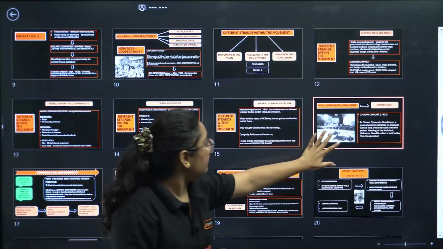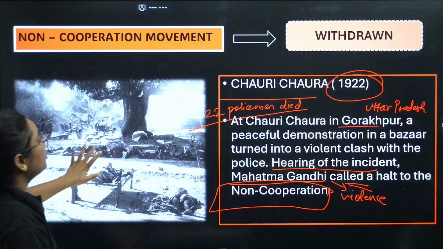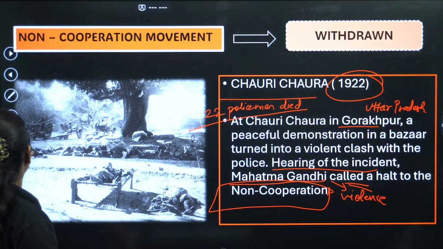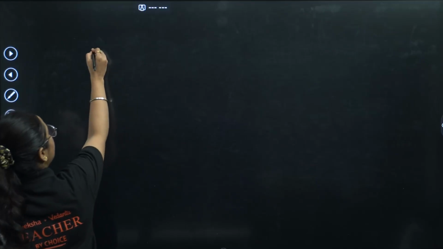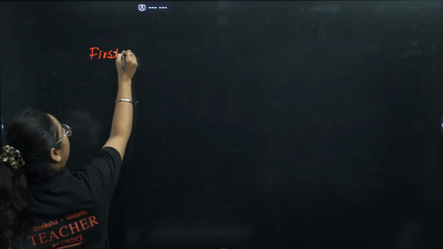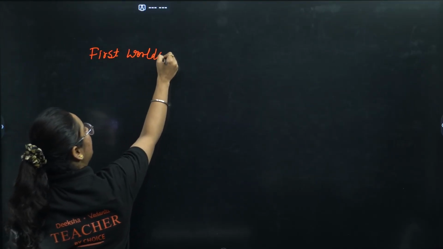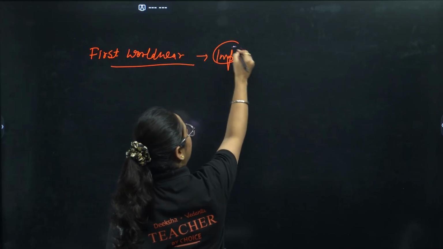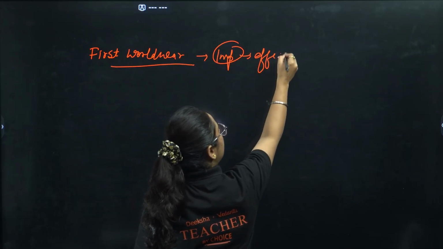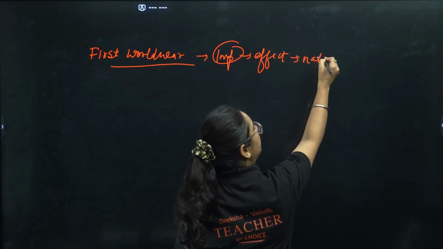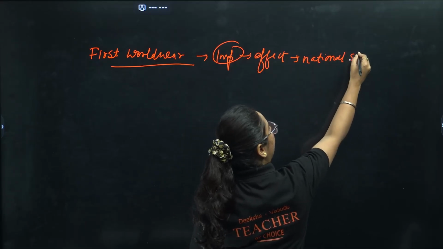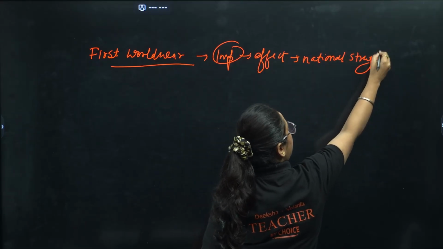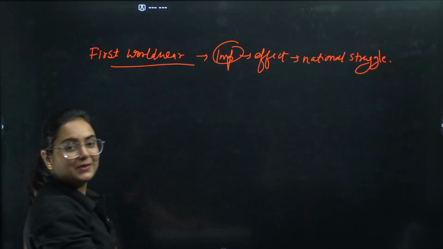So we have reached the withdrawal of the movement after Chauri Chaura, where we started with the First World War. Pay attention. What is important from this topic is the effect of the First World War on the national struggle. An important question that can come for 5 marks. So this you have completed successfully.